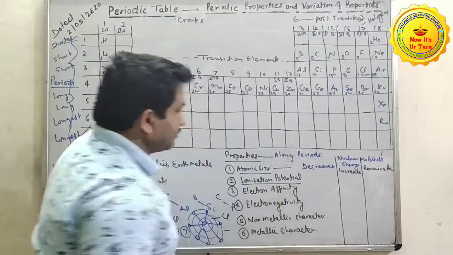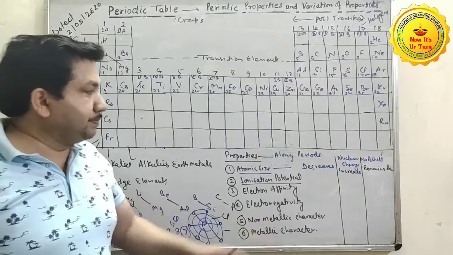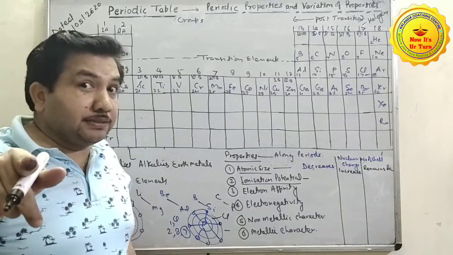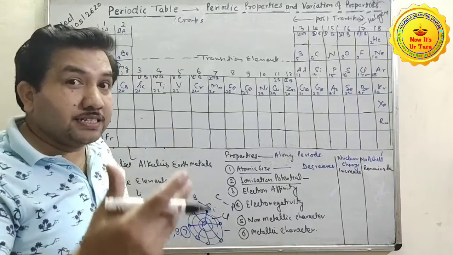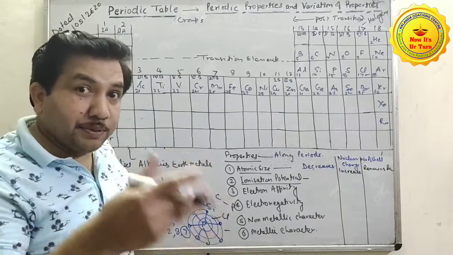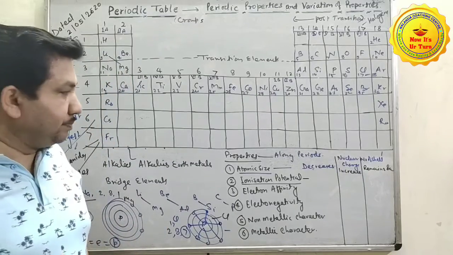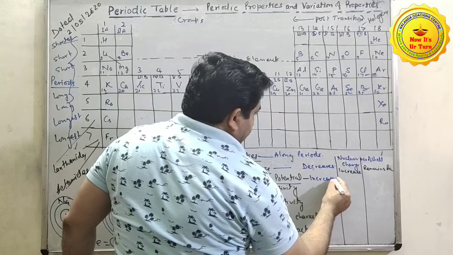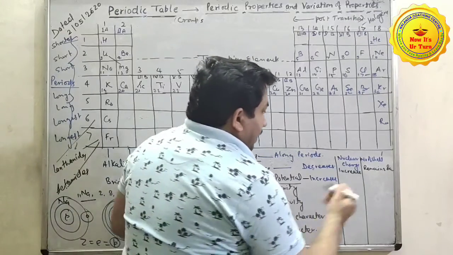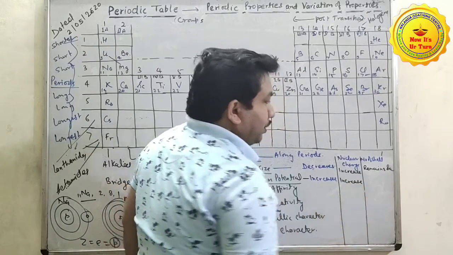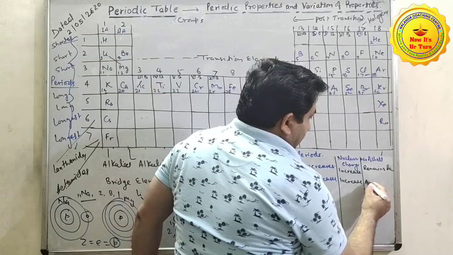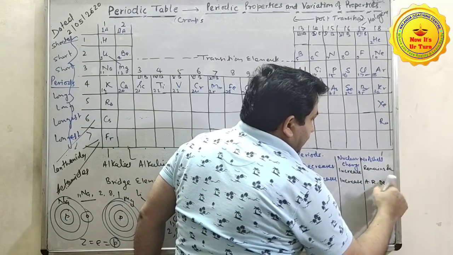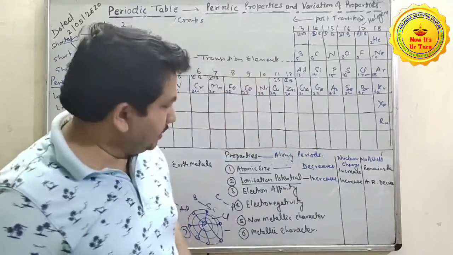And as the number of electrons in the outermost shell increases, the size will decrease and nuclear attraction will increase. That's why more and more energy is required to remove the electron from the atom. It means ionization potential increases. Clear? Because of increasing nuclear charge and decreasing atomic radius.